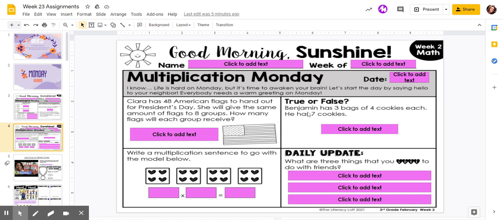And then true or false. Benjamin has 3 bags of 4 cookies each. He has 7 cookies. So if you have 3 bags and each bag has 4 cookies in it, do you have a total of 7 cookies? If it's true, say true. And if it's false, say false. And then tell me what the correct answer is. How many cookies would be in there if it's false?